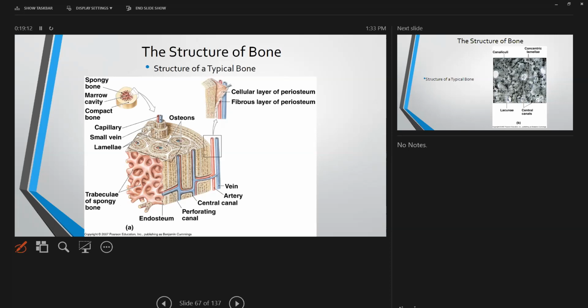And then you've got this trabecular network of spongy bone. And you can see that the endosteum, this portion, is what separates the spongy bone from the more compact bone. And so these central canals are areas where the blood vessels come through, and a perforating canal is going to innervate with the trabecular or spongy bone.